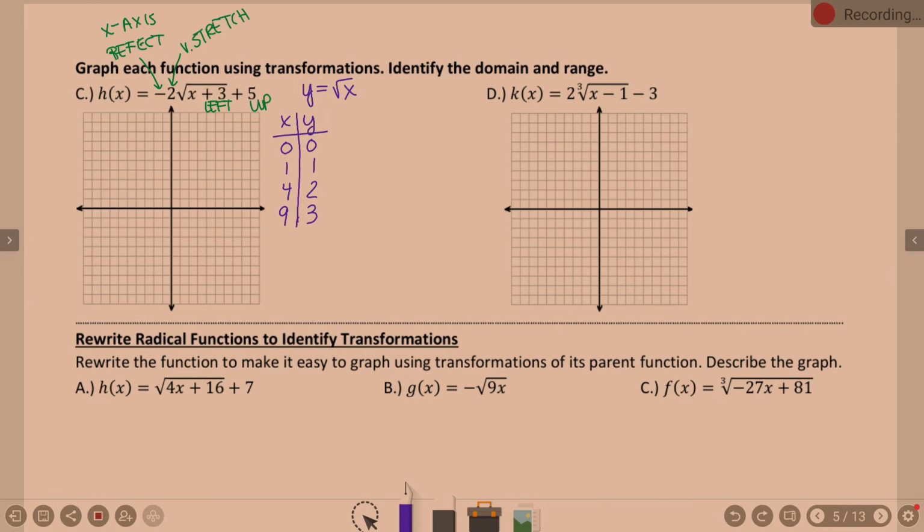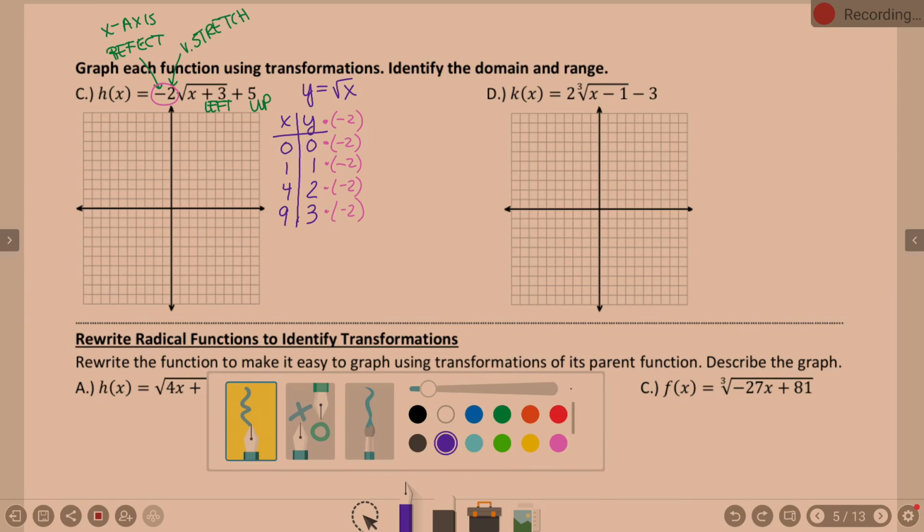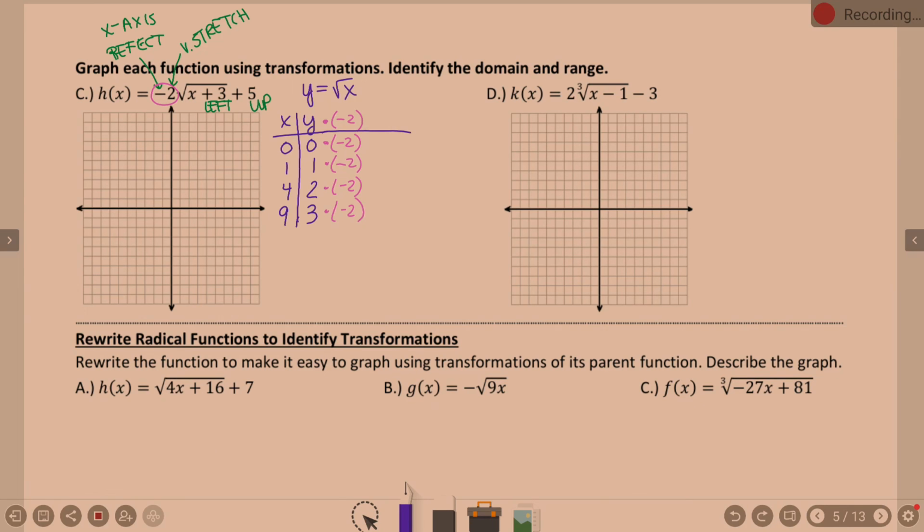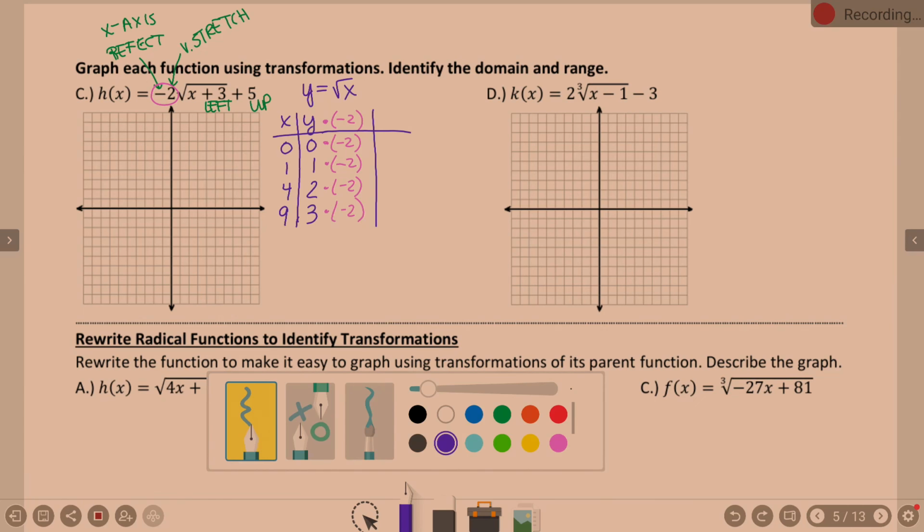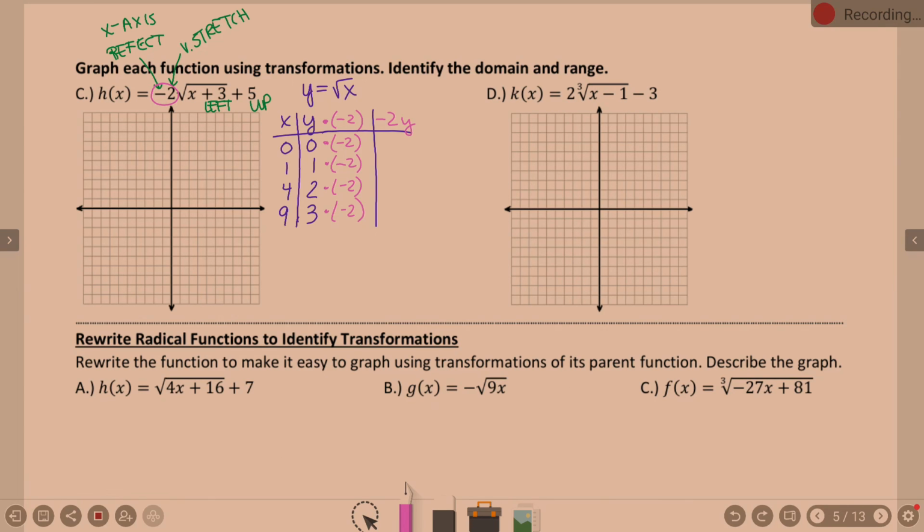Okay, so in order to do the stretch and the reflection at the same time, I can take each of my Y values and multiply by -2. If we just multiply by 2, it's just doing the stretch. If we multiply by -2, it's going to take care of the reflection and the stretch. So I'm going to write out what those values are going to be. Notice my X values aren't changing. It's a vertical stretch. It does not touch the X values.